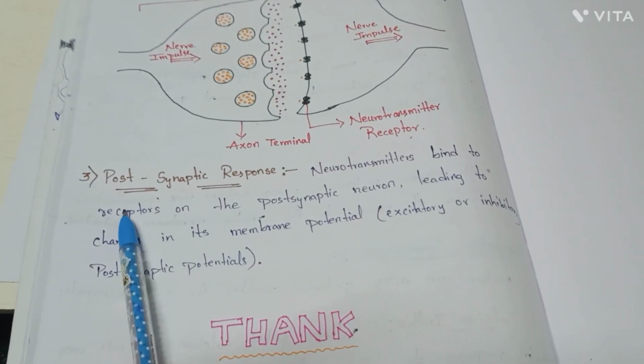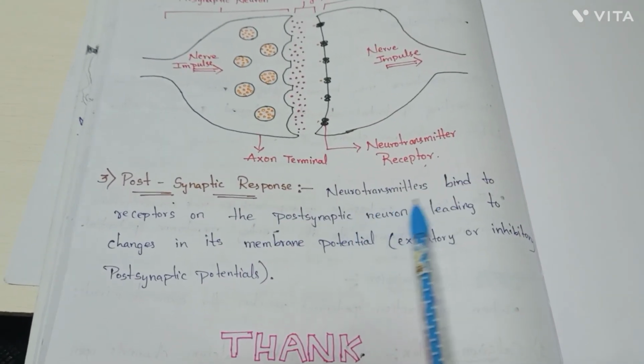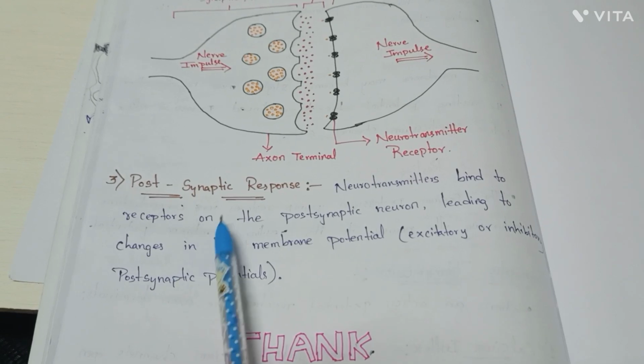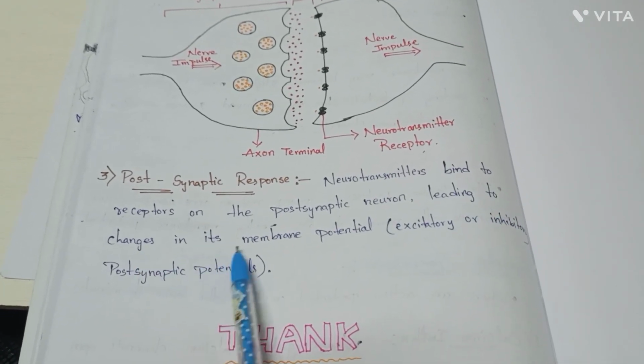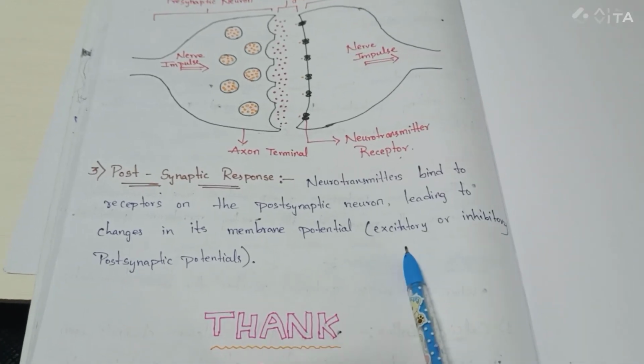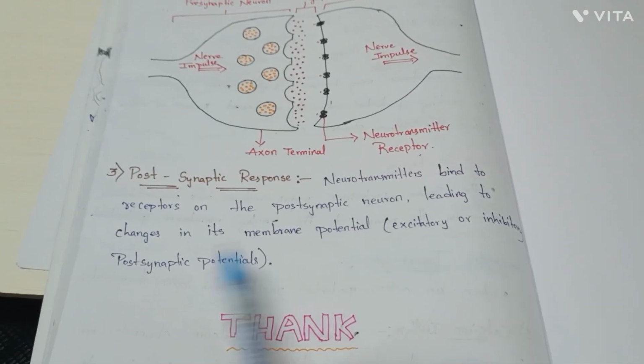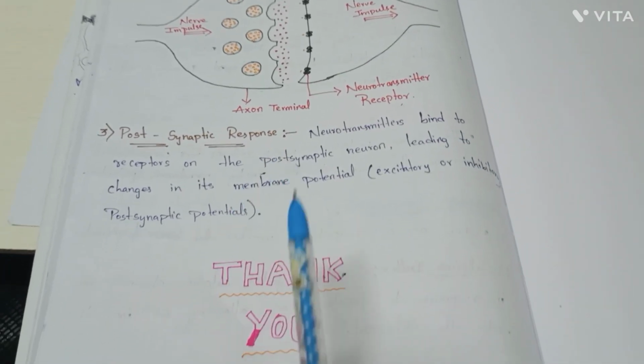Postsynaptic response. Neurotransmitters bind to receptors on the postsynaptic neuron, leading to changes in its membrane potential, excitatory or inhibitory postsynaptic potentials.